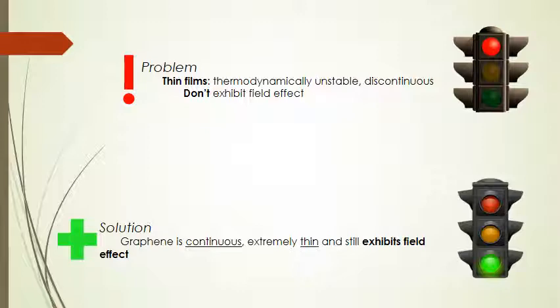So, just to recap, because thin films are thermodynamically unstable and discontinuous, they don't exhibit the field effect. Graphene is unique for being continuous, though extremely thin, on the scale of a few nanometers, even when stacked more than one high, yet it still exhibits the field effect. So this was interesting and led the researchers to continue their research and explore the electronic properties of graphene.